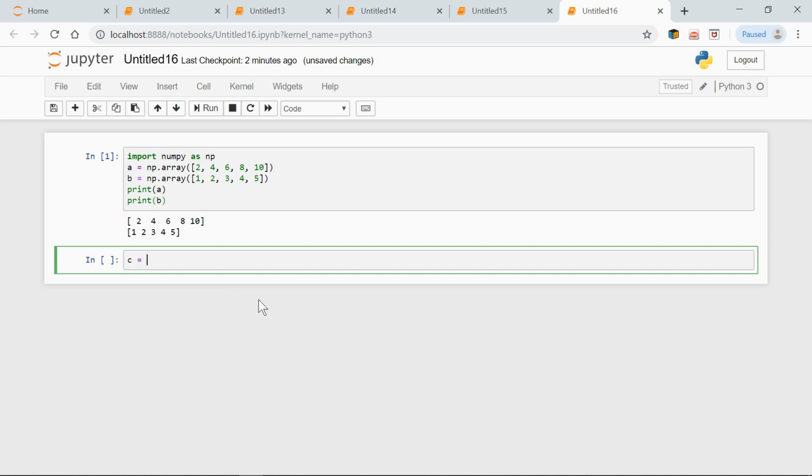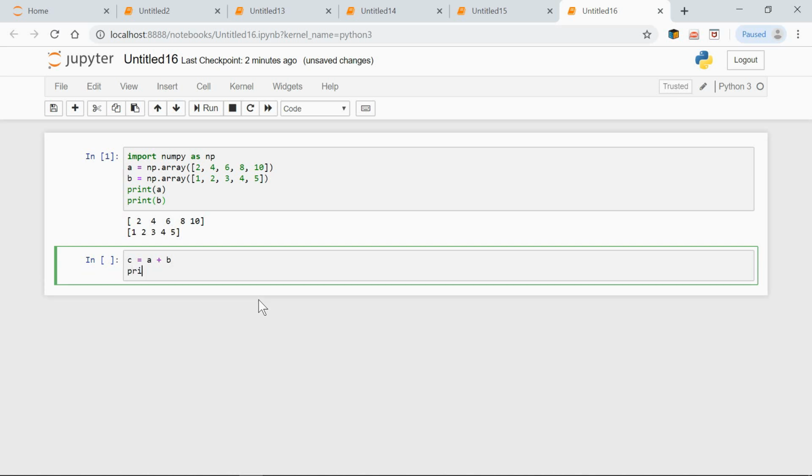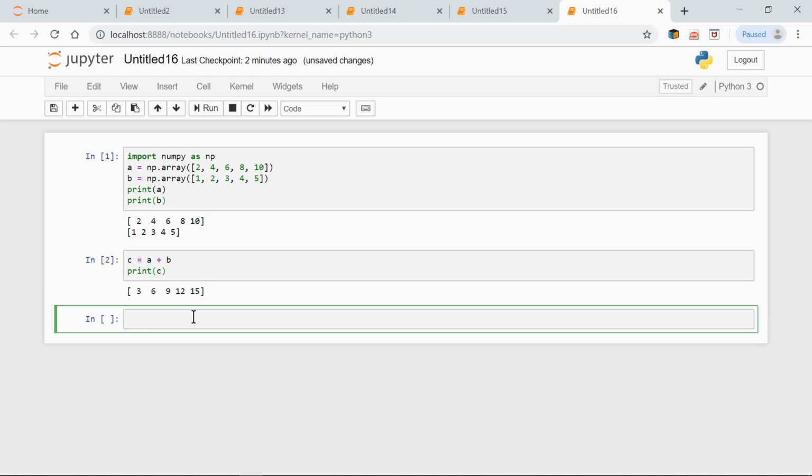Now let's test addition. So C equals A plus B. Print C. And what we get is the result of adding these two numpy arrays. We get a numpy array where each element is the sum of the two elements at the same positions in these two numpy arrays. 2 plus 1 equals 3, 4 plus 2 equals 6, and so on.